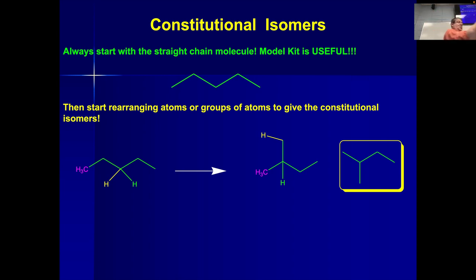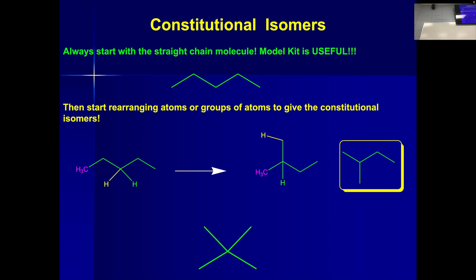Now I have this molecule. This molecule happens to be that one down there at the bottom. I made that. How many quaternary carbons does this one have, the one that I'm holding? How many secondaries? Zero. How many tertiaries? Zero. How many primaries? Four. These four carbons on the ends are only attached to one other carbon.